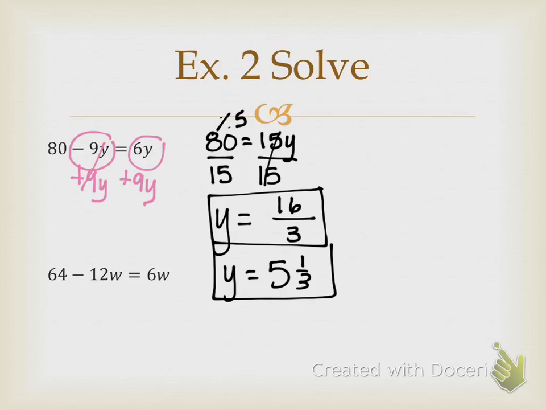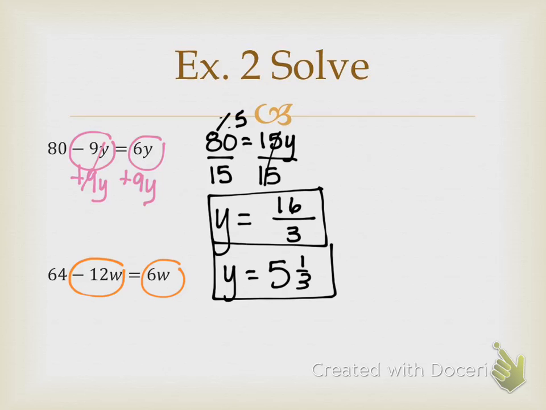Okay? So next example. Valentina, what are my like terms? My like terms are negative 12w and 6w. Very good. How would I get those to combine, Cole? I would move negative 12w and 6w on the same side. Okay, and how would you do that? How would you move it? I would swap 6w and 64.